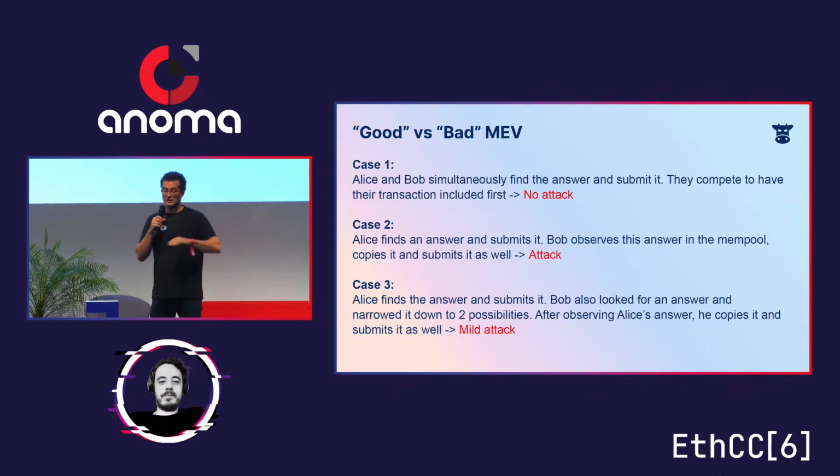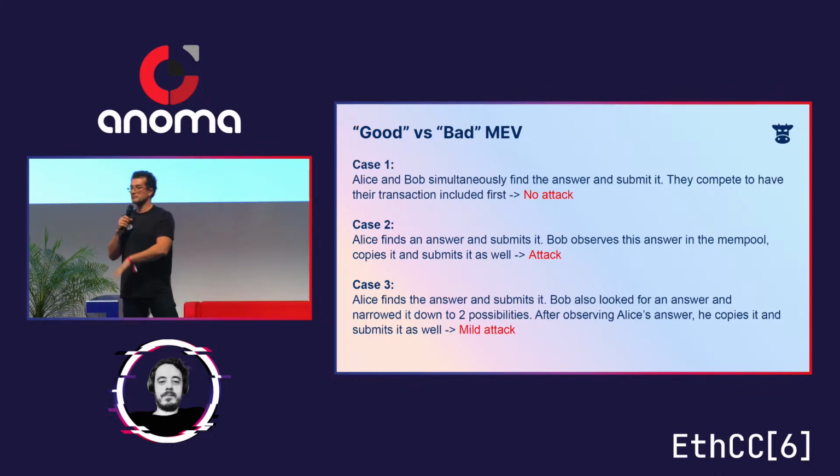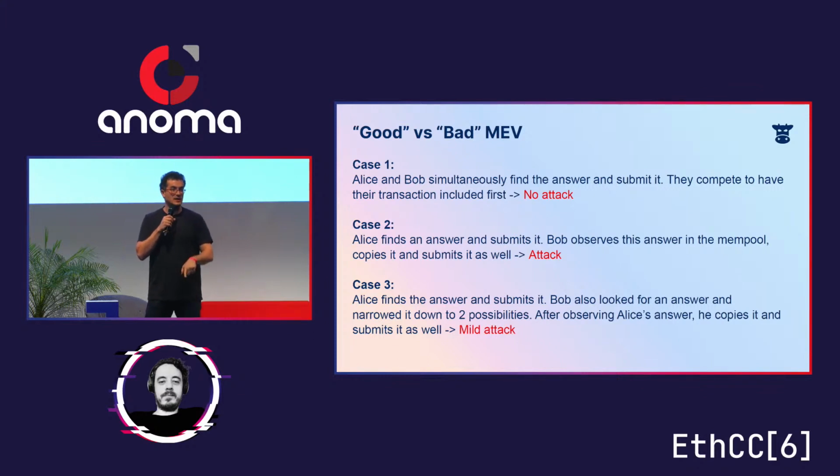Now, case 2 is the classic attack. Alice does all the research, finds the answer, but she's naive. She sends the transaction through the public mempool. Bob has not done any research, but sees the transaction by Alice and then can craft his own transaction, send it faster, and perhaps manage to steal the NFT from Alice. Okay. So this is an attack, and why is it an attack?